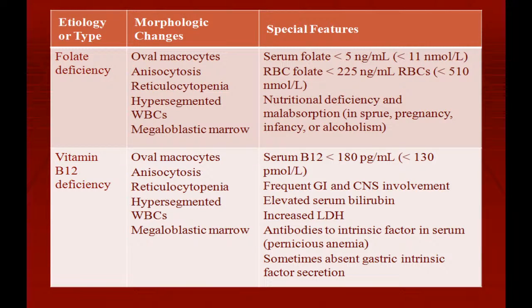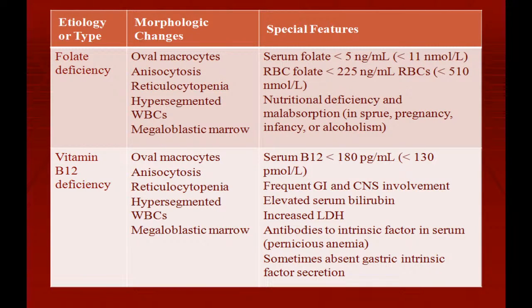Vitamin B12 deficiency we may see in autoimmune atrophic gastritis, as you know, I think. So in CBC there will be oval microcytes, also anisocytosis, the same reticulocytopenia and hypersegmentation of white blood cells, and megaloblastic marrow. And to detect vitamin B12 deficiency, we should detect level.